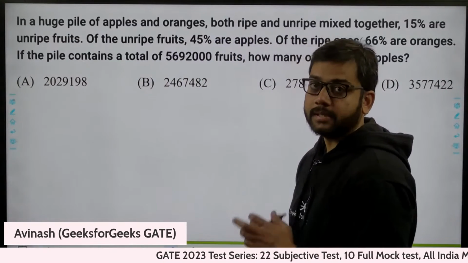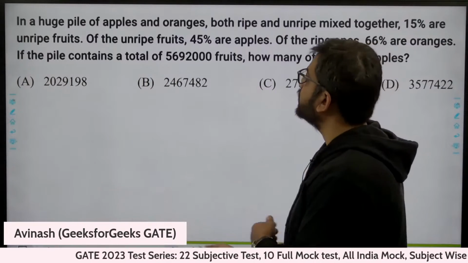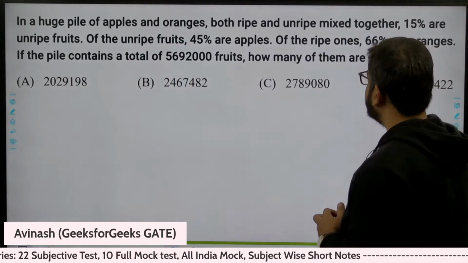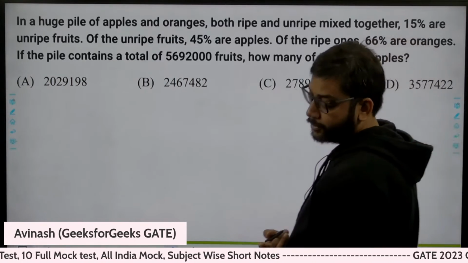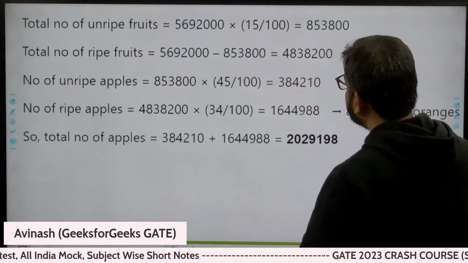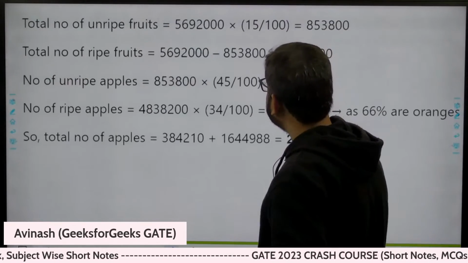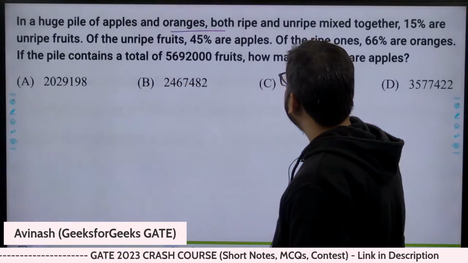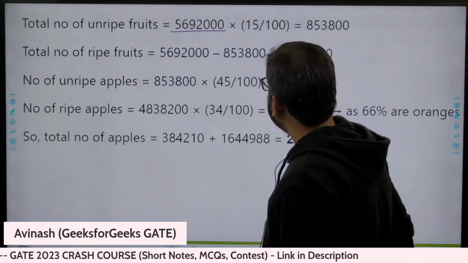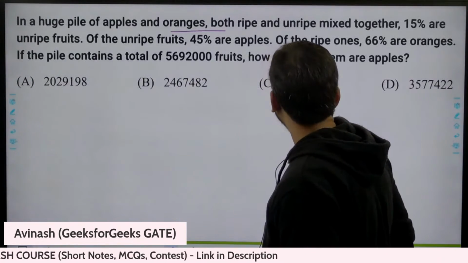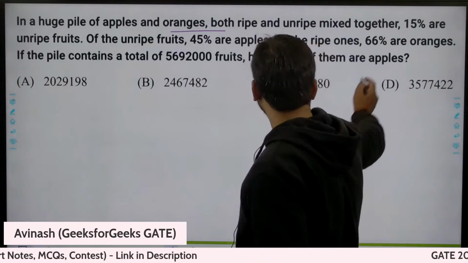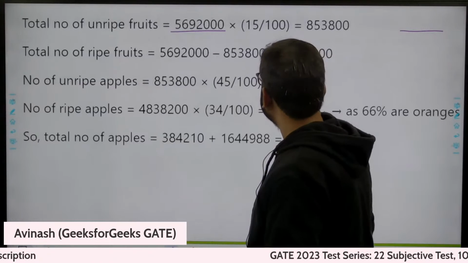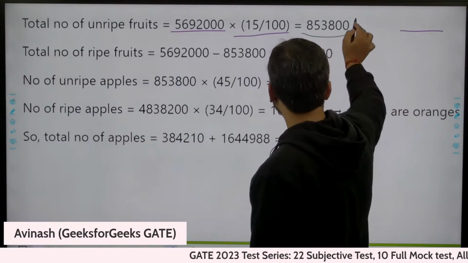Okay, it's just a breaking structure of a percentage part. A huge pile of apples and oranges, both ripe and unripe, mixed together. 15% unripe fruit. Total number of fruit is equal to what? This is the total number of fruit. They are saying that of the total number of fruits, 15% are unripe. So from here we find out 15%. So this is our unripe.